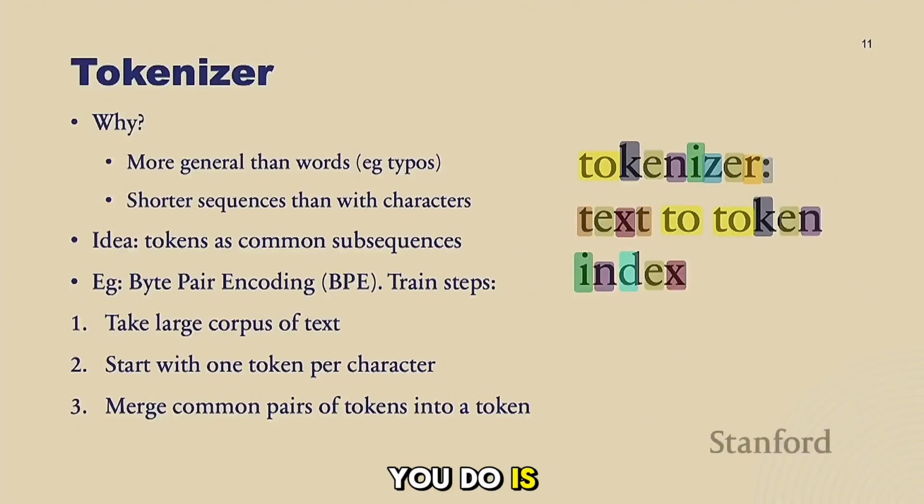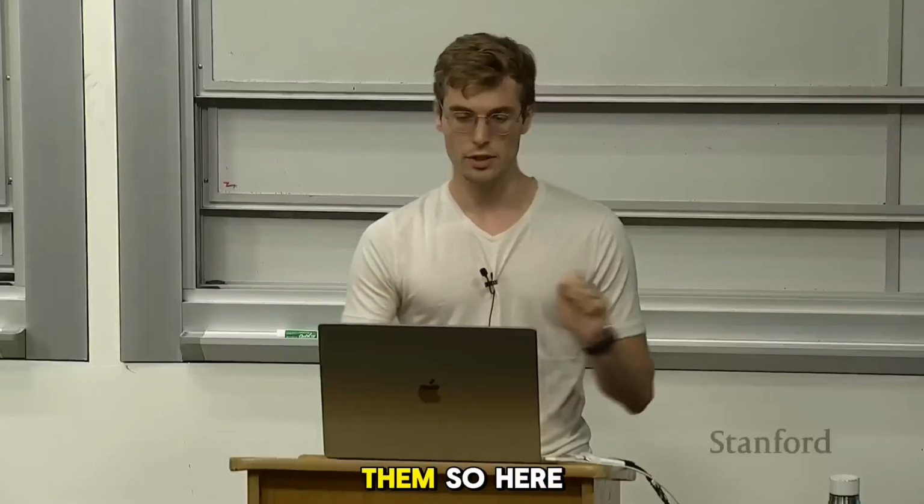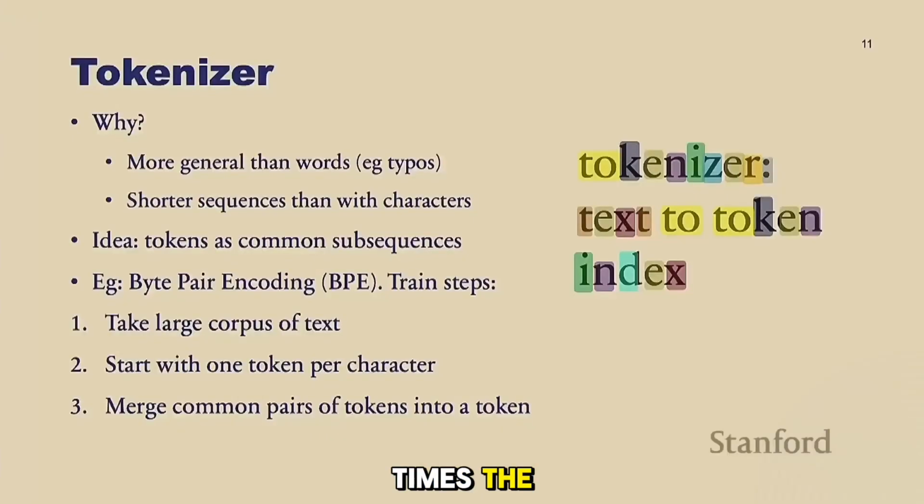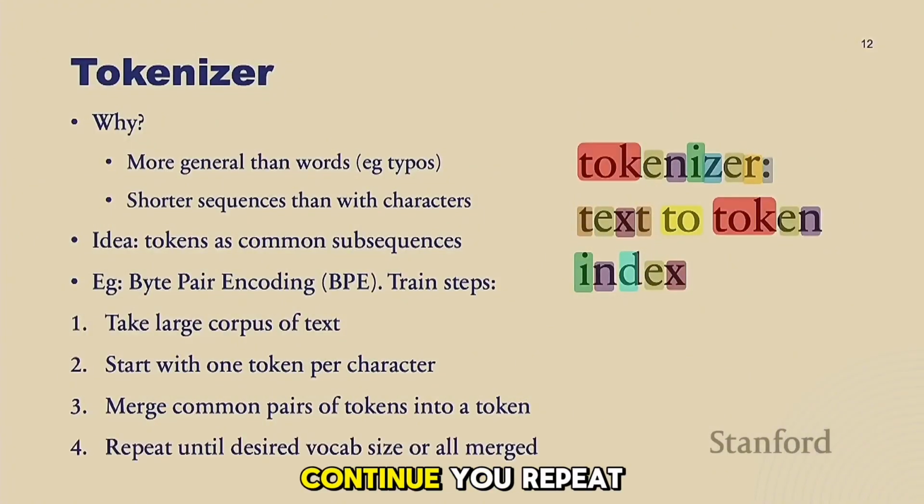And then you go through your text, and every time you see pairs of tokens that are very common, the most common pair of tokens, you just merge them. So here you see 3 times the tokens T and O next to each other, so you're just going to say this is a new token. And then you continue, you repeat that.